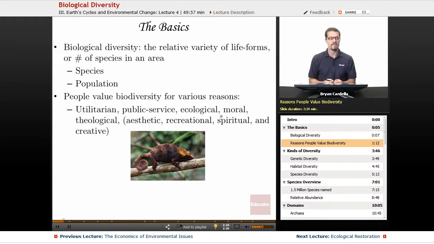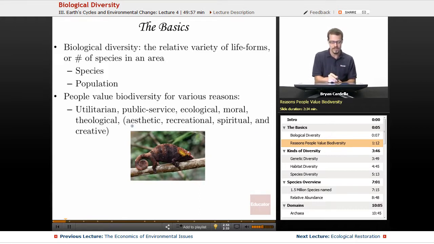Theological, there are various religions where it may be the belief as part of that faith that God has created all of these organisms and you don't want to disturb God's creation. You want to be in harmony with it as much as possible. Now these other four, these are more regarding the intangibles. So some people may consider them to be not as important in terms of them being reasons for valuing biodiversity, but I'm including them.